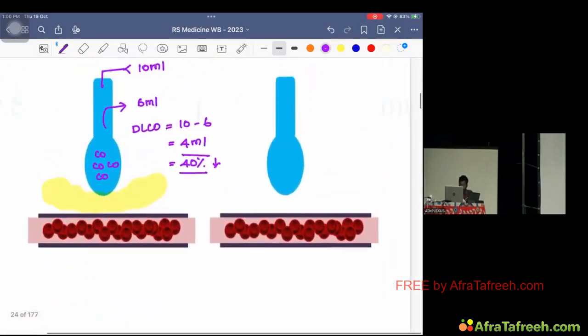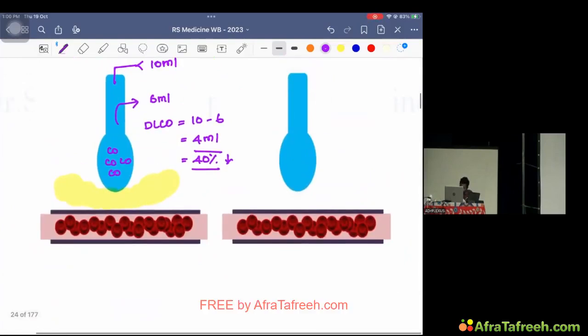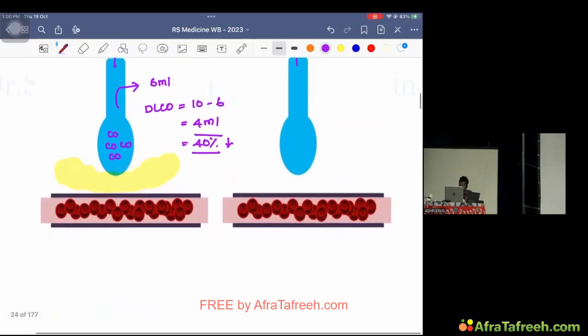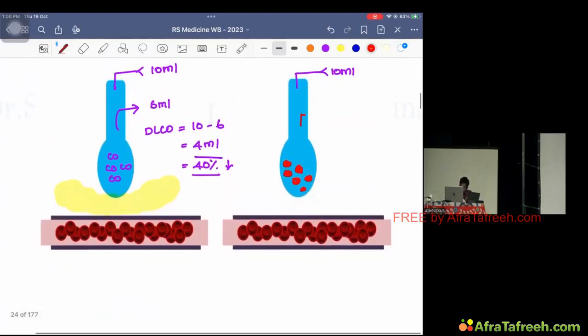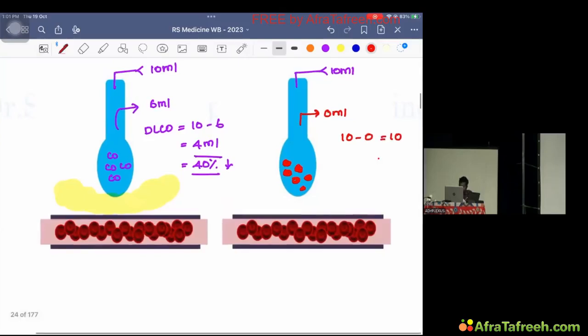Now, you have the next scenario where you give 10 ml. Okay, 10 ml. Now, what happened? For an unknown reason, your RBCs are in the alveoli itself. Now, out of this, only 0 ml is going out. So 10 minus 0 equals 10. If I convert into percentage, 100%. DLCO is 100%. Is it increased or decreased? It is increased.